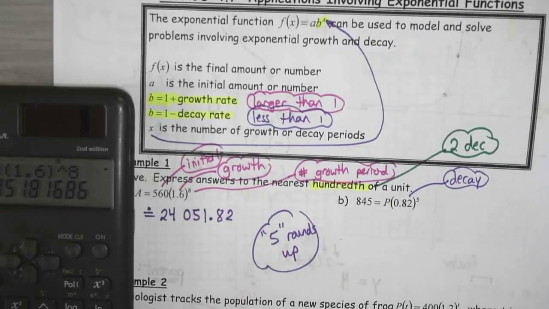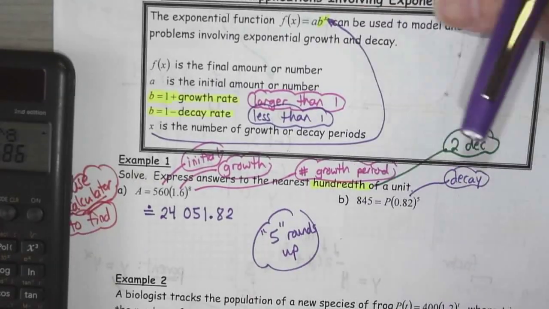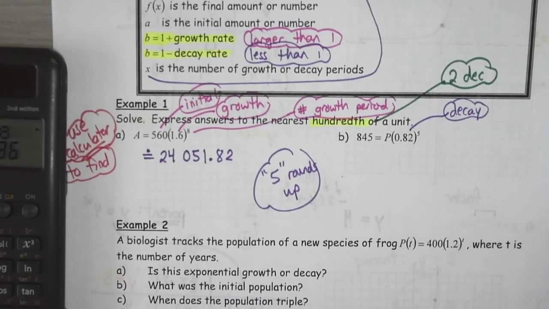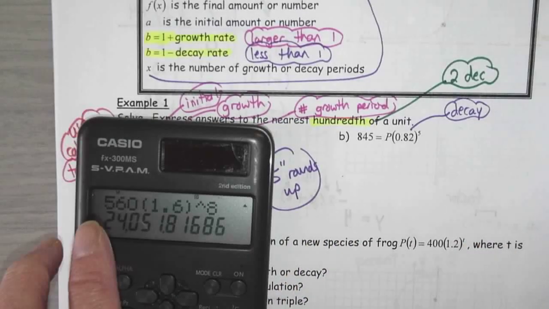Does that make sense? Right? I know science has different rules sometimes. For math, we always do, if it ends on a 5, it rounds up. Okay, we know that rule? Okay, so we do that.